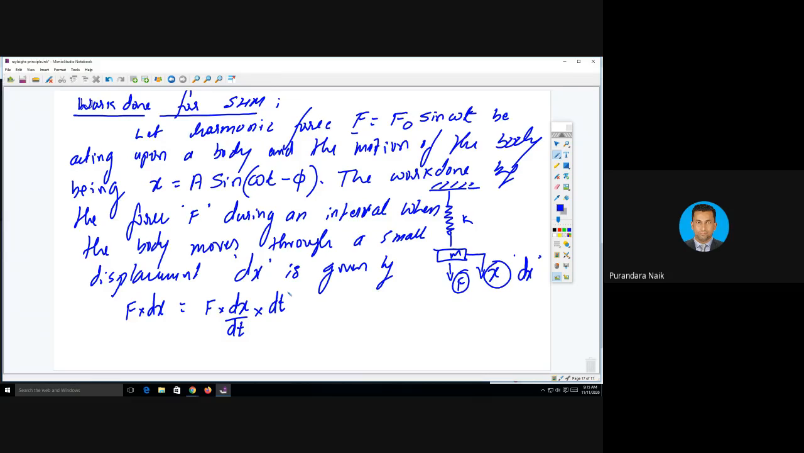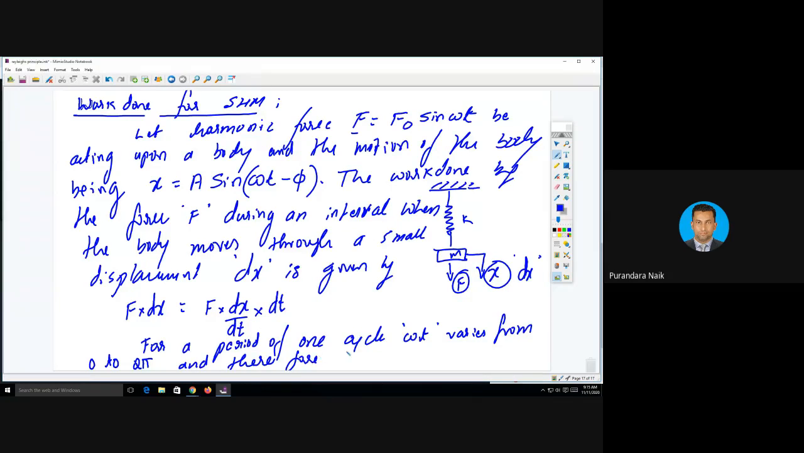For a period of one cycle, omega t varies from 0 to 2 pi, and therefore t varies from 0 to 2 pi by omega.